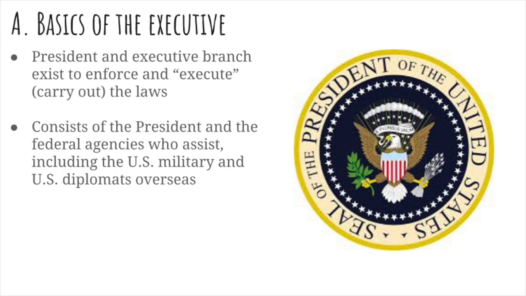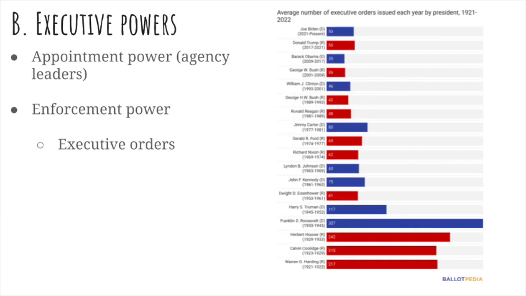The executive is also made up of the federal agencies and the U.S. military and U.S. diplomats overseas, collectively known as the bureaucracy. One of the basic executive powers that the president has is the power of appointment. Basically, this means that agency heads, for example, the head of the EPA, the head of cabinet agencies like the Department of State and the Department of the Treasury, as well as judges, the president has the power to appoint those officials. Most of the time the Senate has to confirm those officials.